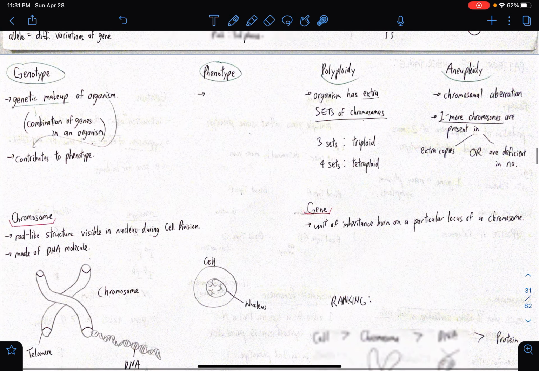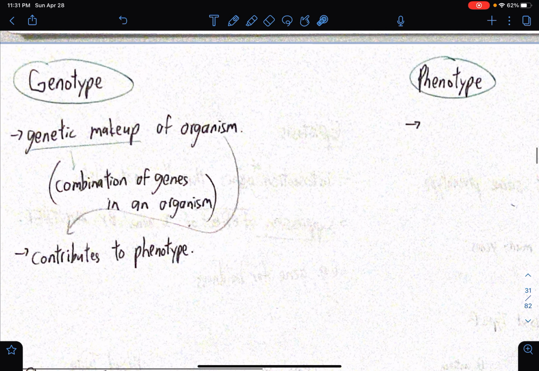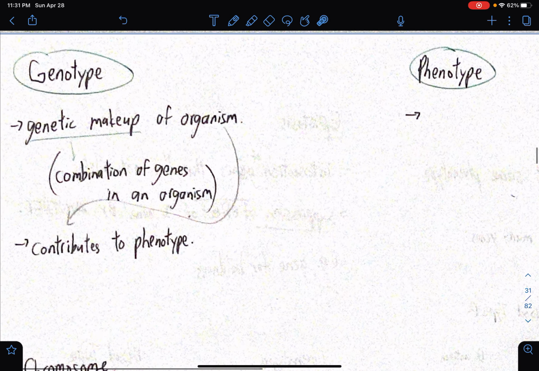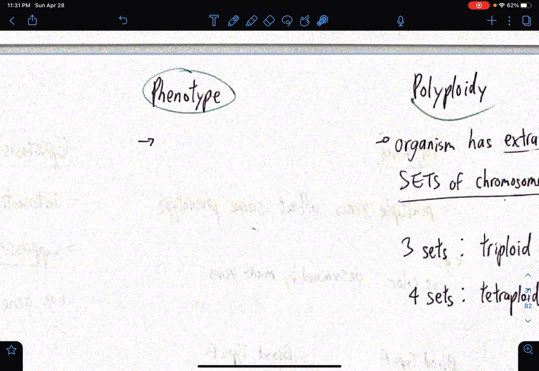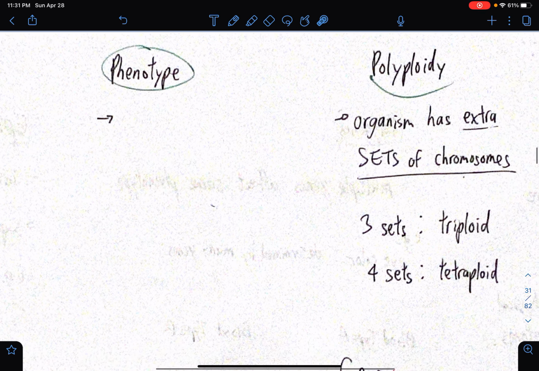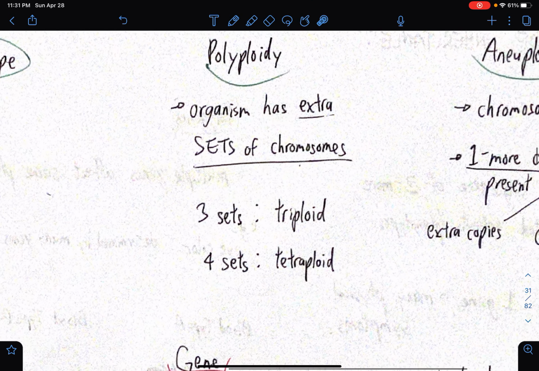Next, genotype. What is genotype? This is the genetic makeup of an organism. The genetic makeup refers to the combination of genes in an organism, and this contributes to the phenotype. Phenotype, just like what my biology teacher used to always say, is basically the physical manifestation instead of the symbol itself. I've mentioned that for the third time already.